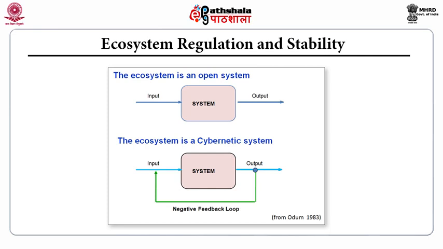There's a negative feedback loop. So the ecosystem is a cybernetic system, as in the second part of this figure, where the output is used for accepting further inputs for making the system work. It occurs through the negative feedback loop in the system.